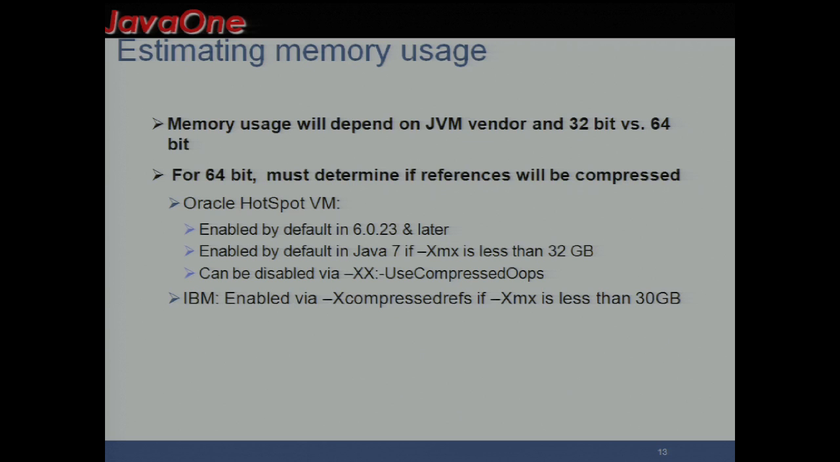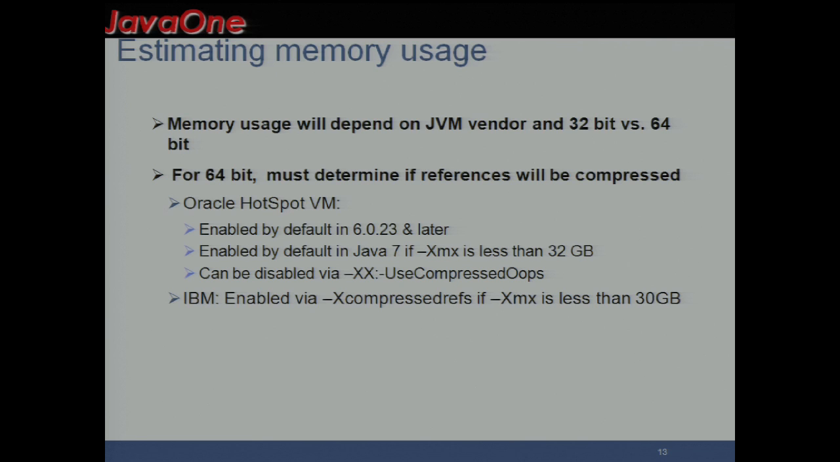So you're going to want to control your memory usage. But before you can do that, you have to determine how much memory your objects are using. The memory usage of your objects is going to depend on a lot of things. First and foremost is who your JVM vendor is. And the next biggest thing is whether you're 32-bit or 64-bit. And if you're 64-bit, you have to determine if you're using compressed references or not.